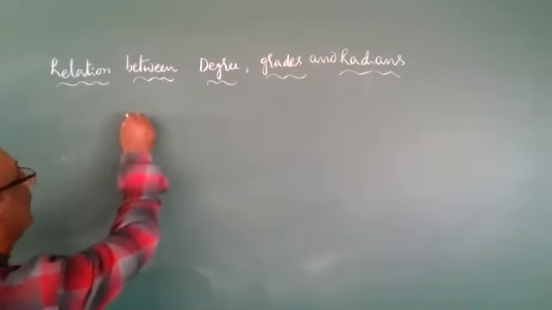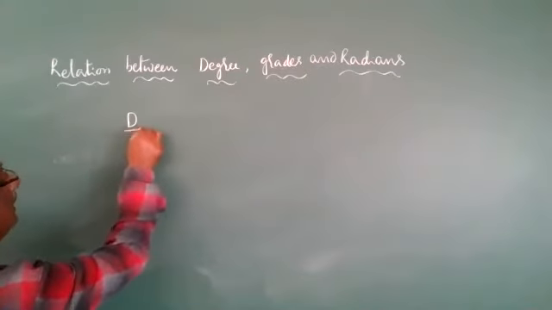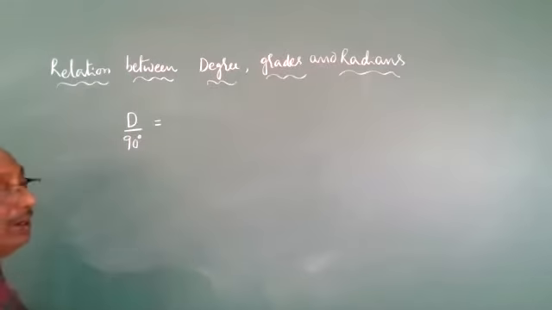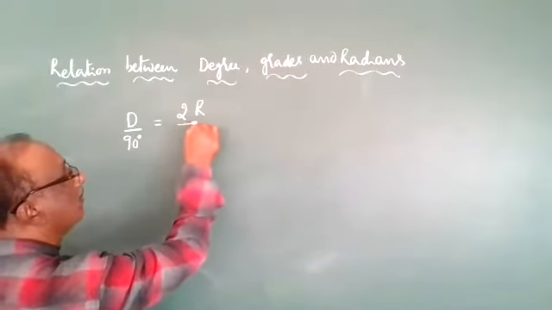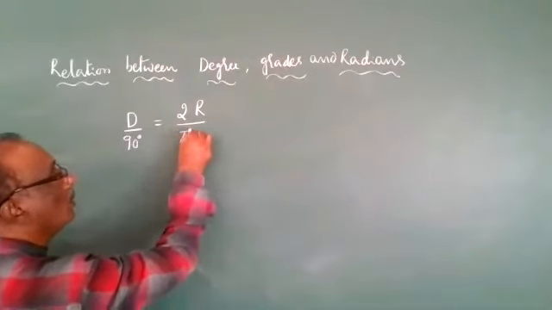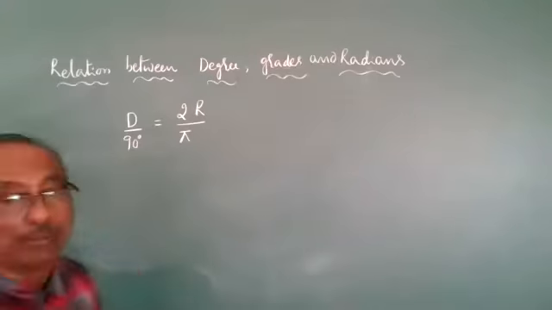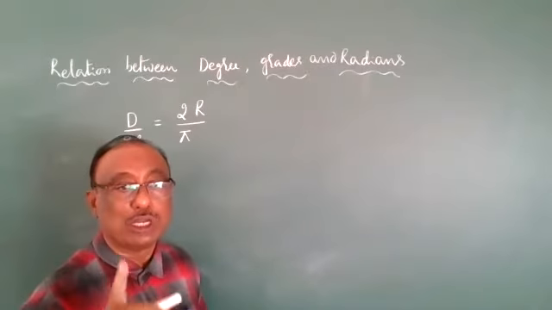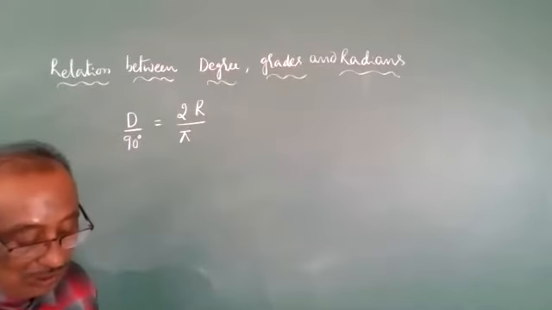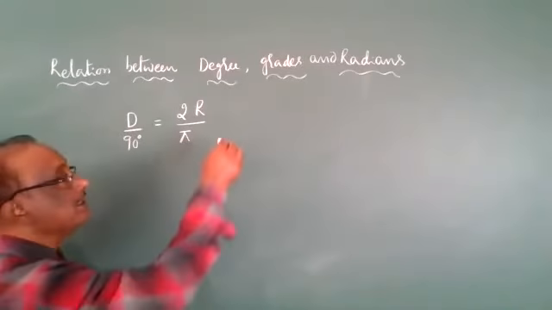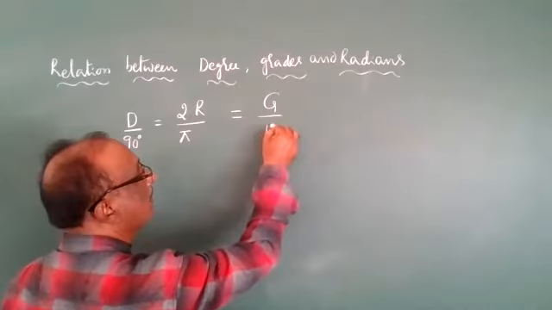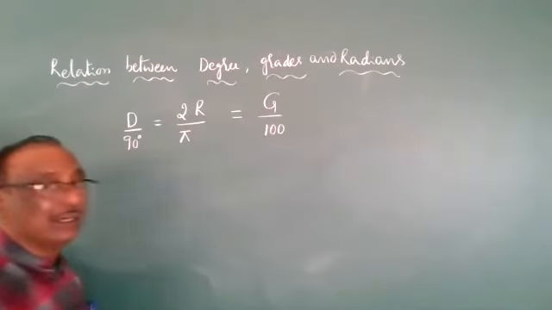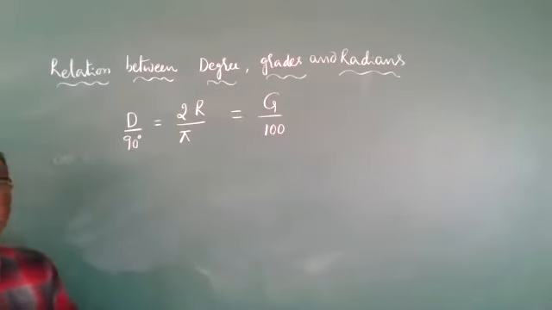Degrees divided by 90 is equal to radians, 2 radians R by pi, where pi means 22 by 7. That is equal to gradients G divided by 100.